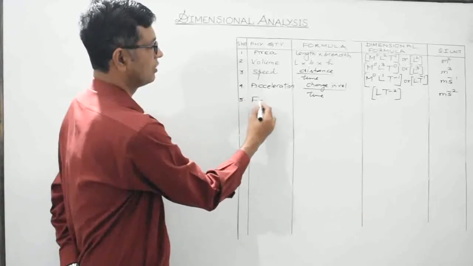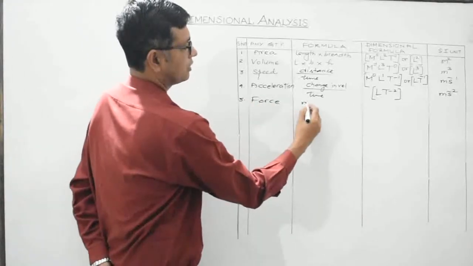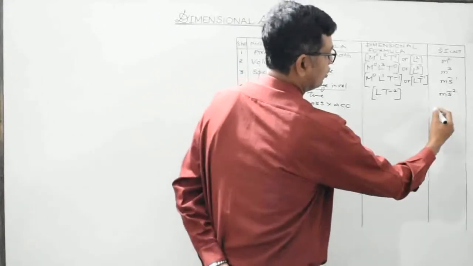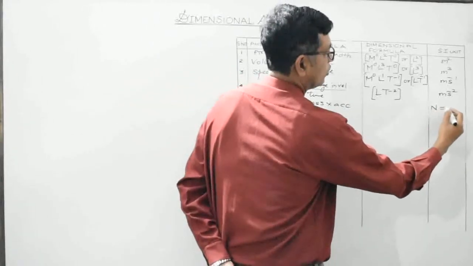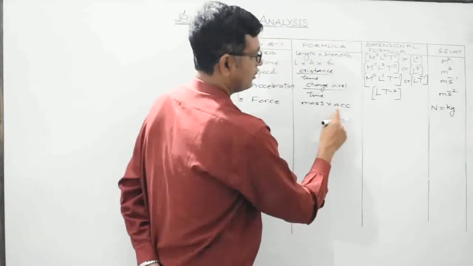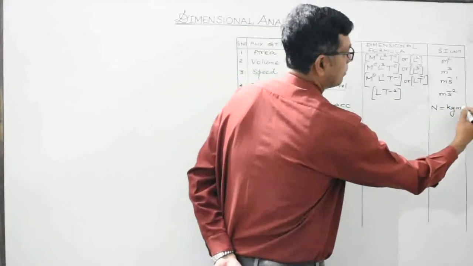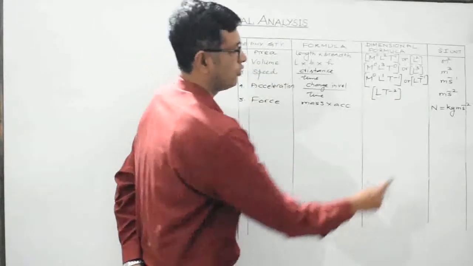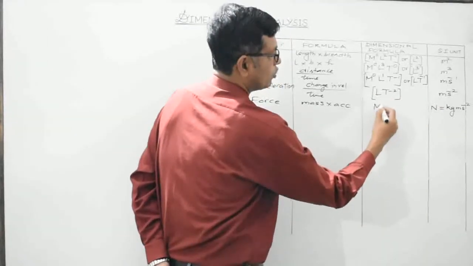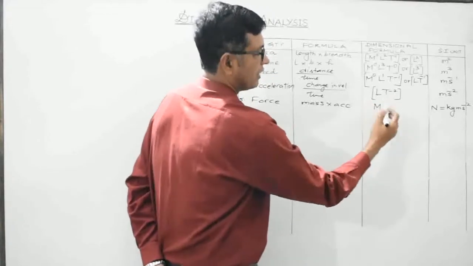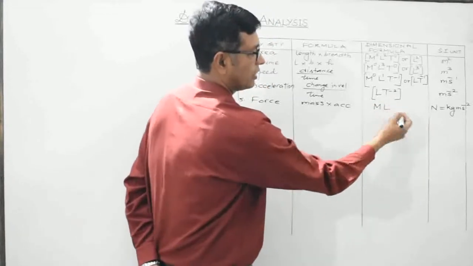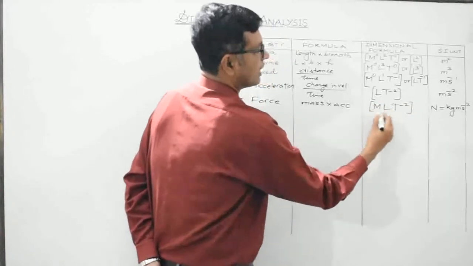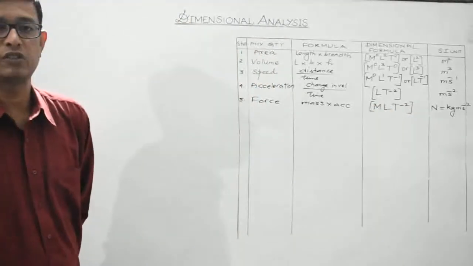Fifth, just like we have discussed, force. It is mass into acceleration. SI unit is Newton. And 1 Newton is kg, mass is kg, acceleration is meter per second square. So from these basic units, you can easily write the dimensional formula. So it will be M^1, which can be written only as M, L^1, that can be written only as L, T^-2. So this is the dimensional formula for force.